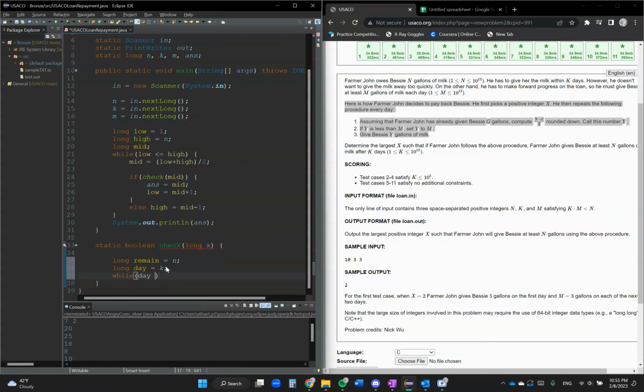And while day is greater than 0, which means that there is still days left, or the amount of milk left that Farmer John has to pay Bessie is still remaining, it's still greater than 0, and remaining is greater than 0. Then what we do is we set a value of y, and instead of subtracting some sort of number g from remain, we can just do remain, and then subtract a certain value from remain as we go along.